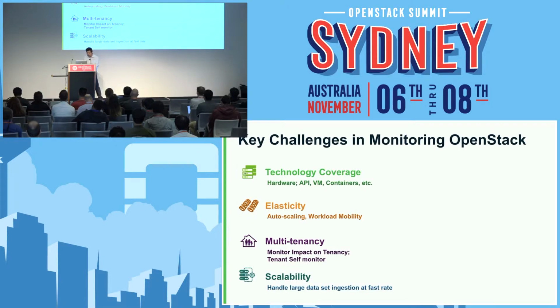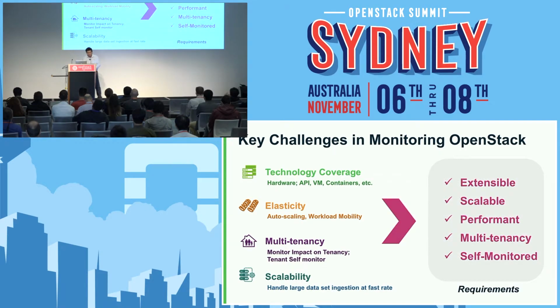So with all these challenges, I turn them into the critical requirements that we will have. The ideal solution should be extensible, scalable, and performant enough to do the job, to respond quickly when there's a failure. It should also be multi-tenant aware. And the best part, if it can be done, it should also be self-monitored so that it won't fall apart when it needs to do its job, right?